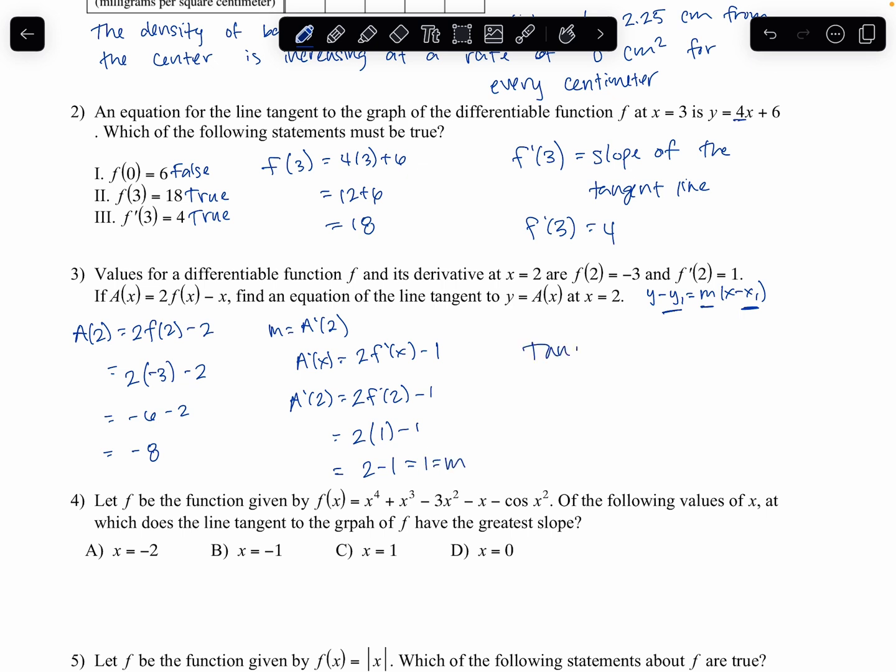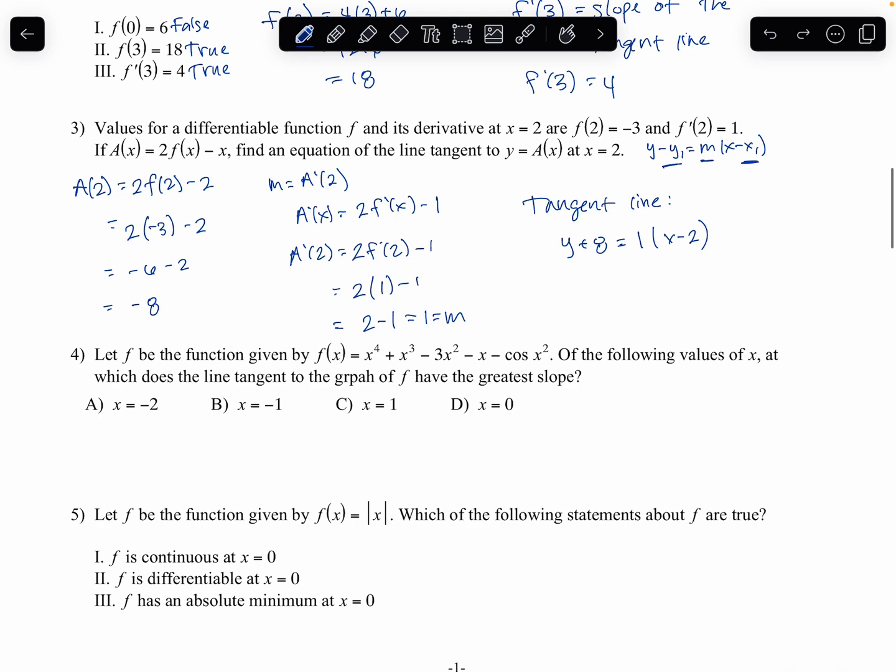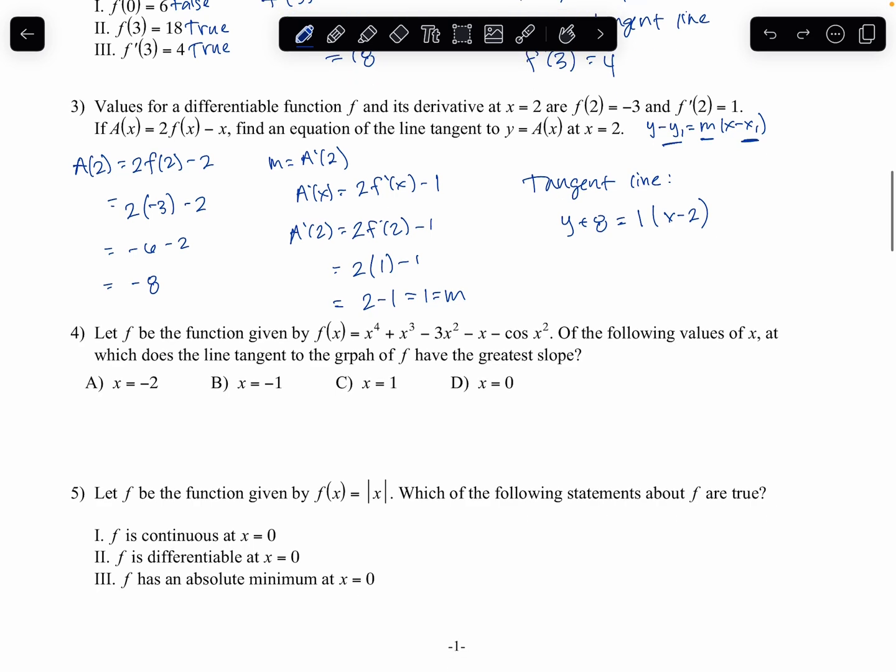So my tangent line is going to be y plus 8. So that's y. And then equal to 1, because that's my slope, times x minus 2, because that's my x coordinate. If you feel the need to put this into slope-intercept form, you can, but you can also leave it right there, and that is fine. All right, so there's my tangent line. There we go.